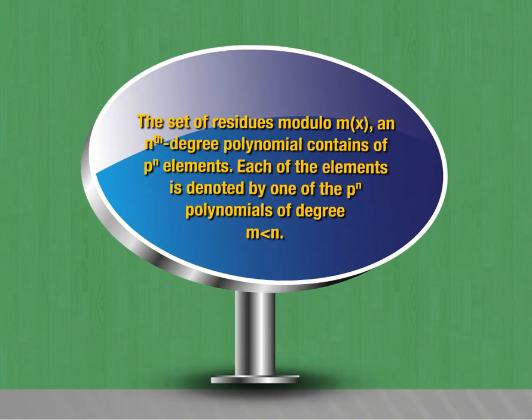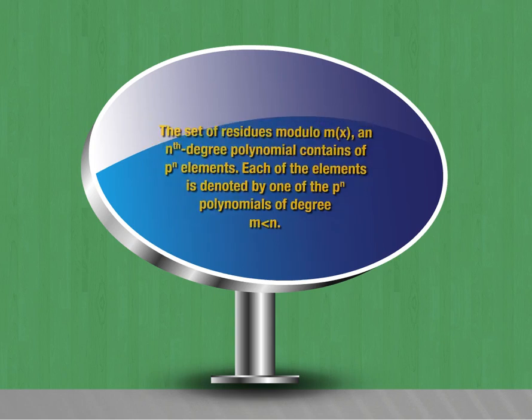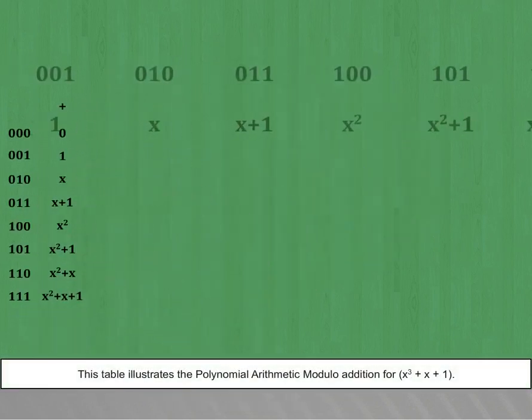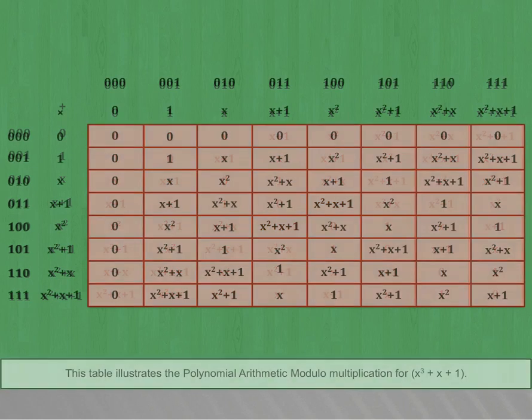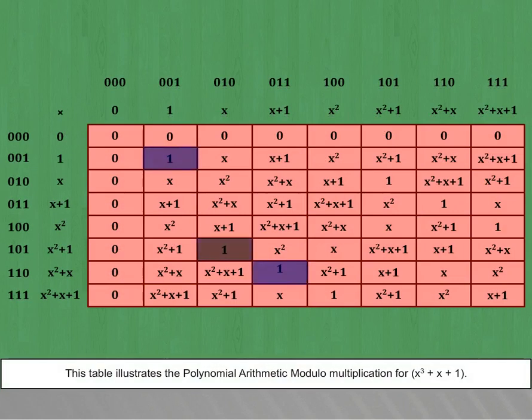The set of residues modulo m(x), an nth degree polynomial, consists of p^n elements. Each of the elements is denoted by one of the p^n polynomials of degree less than n. This table illustrates polynomial arithmetic modulo addition for x^3 + x + 1. This table illustrates polynomial arithmetic modulo multiplication for x^3 + x + 1.